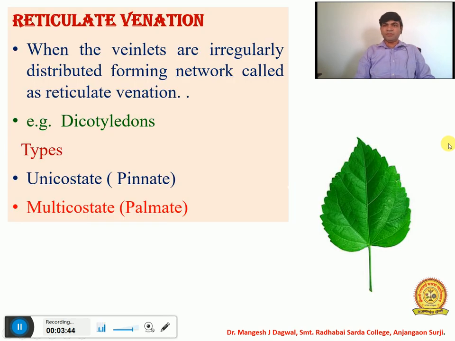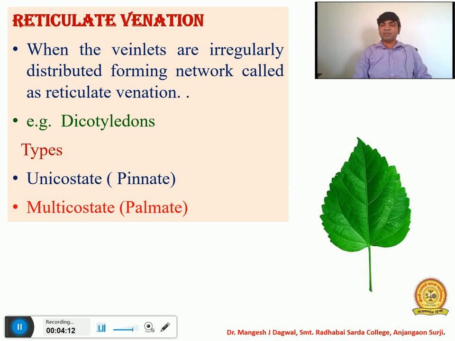Now, first of all, what is meant by reticulate venation? When the veinlets are irregularly distributed, forming a network, it is called reticulate venation. In this picture we can see the veins irregularly distributed, interconnected with each other, forming a network-like structure. That is called reticulate venation.